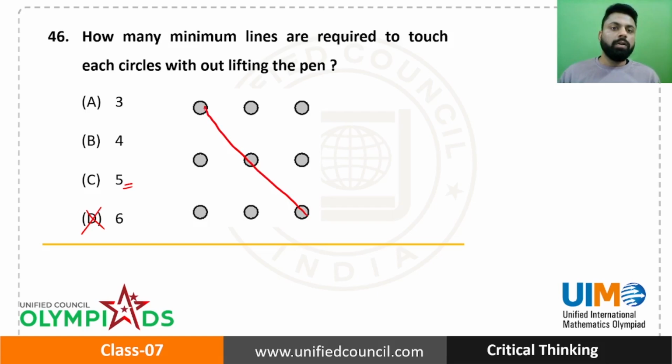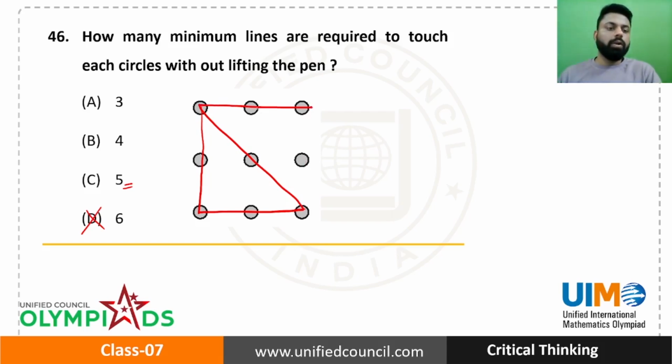1, 2, 3, 4, 5, 6. Again 6. So over here, if we just try to do it like this, 1, 2, 3, okay, 1, 2, and then 3, 4, and then we are going to have one more line, that is 1, 2, 3, 4, and then again 5.